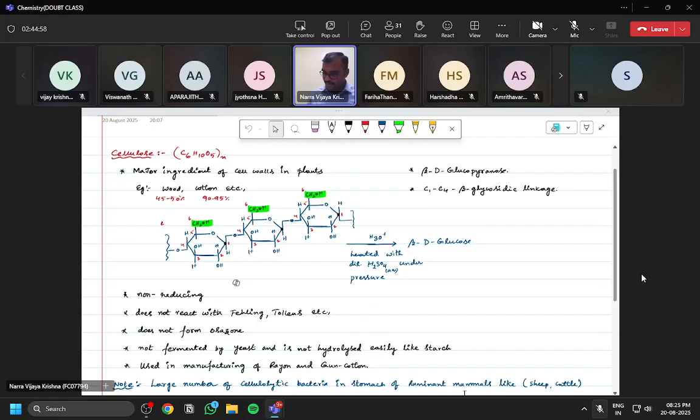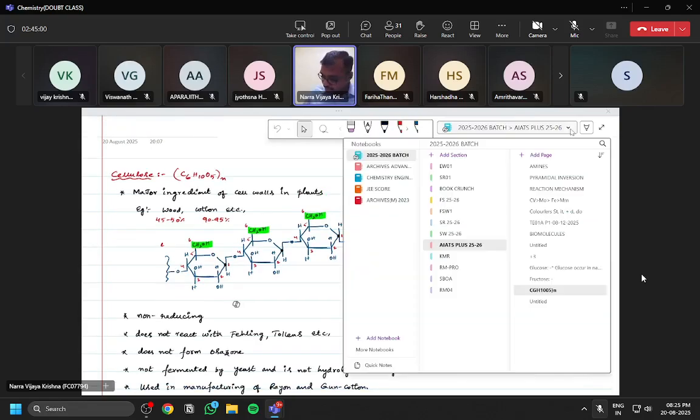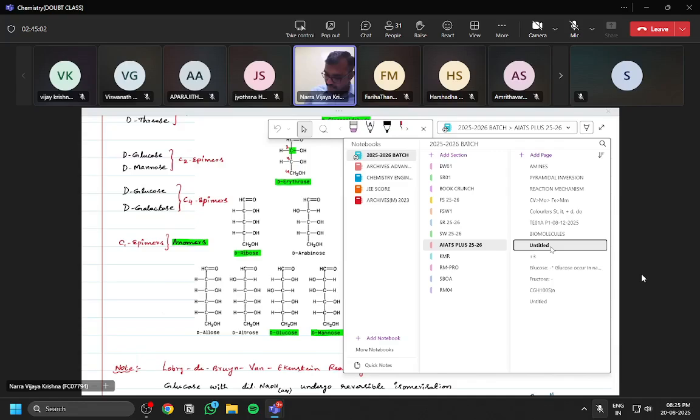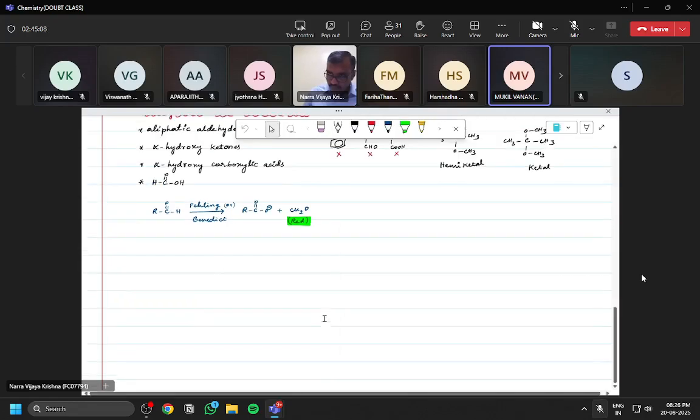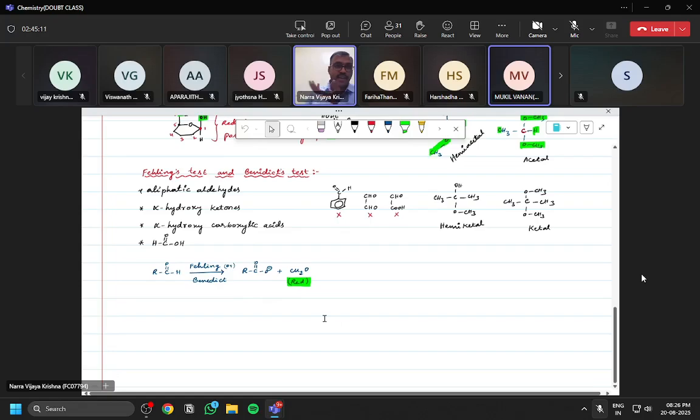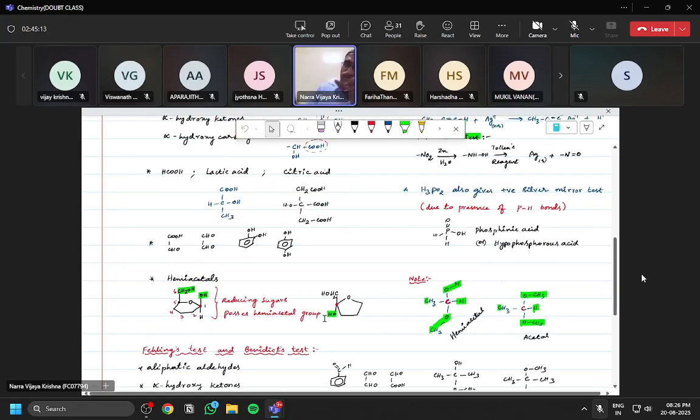Molecular formula C6H10O5, all polysaccharides will have the same formula, no? Because they are all linked by losing one water molecule, right? So that's why they will have the same formula, whichever have those polysaccharide systems.